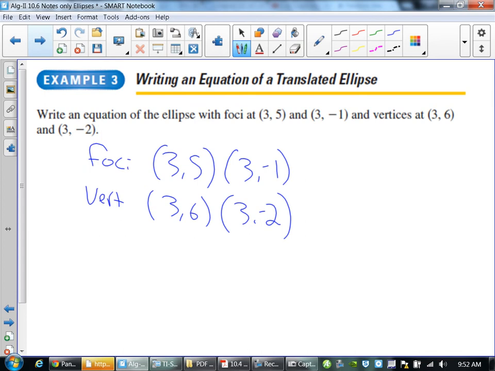Remember, the foci are always going to be on the same line as the vertex, whether it's horizontal or vertical. They will always share a vertex, or an H or a K, or an X or a Y.